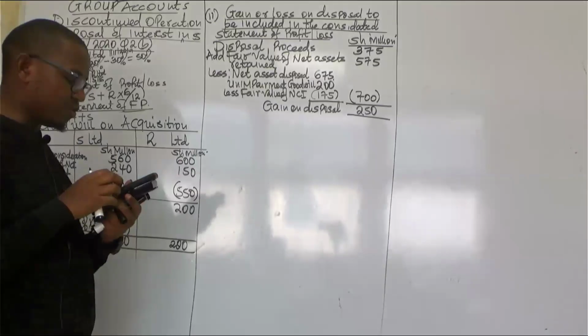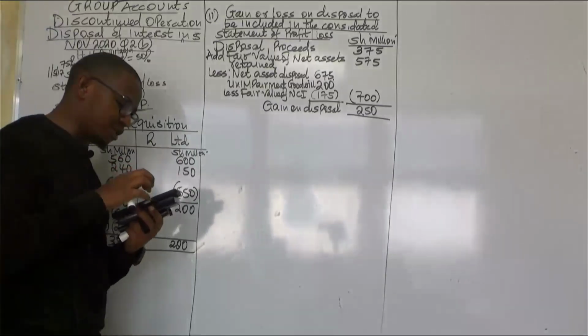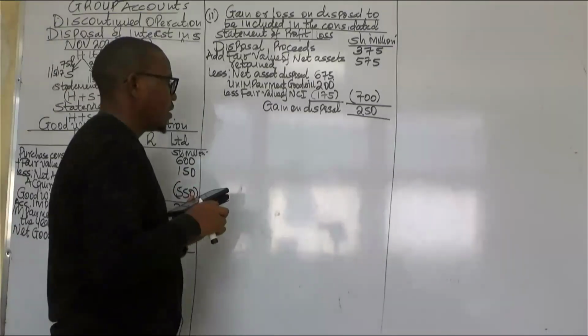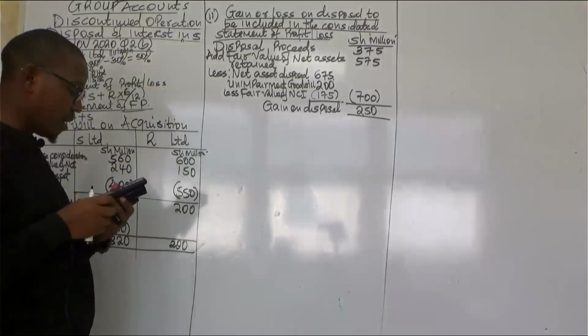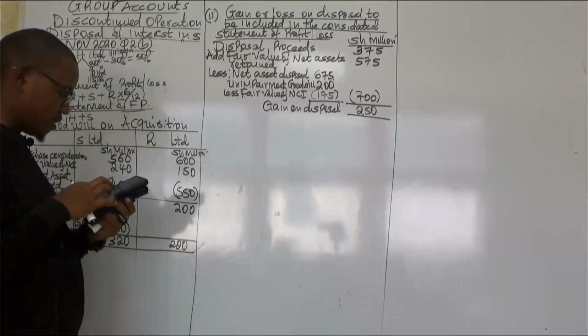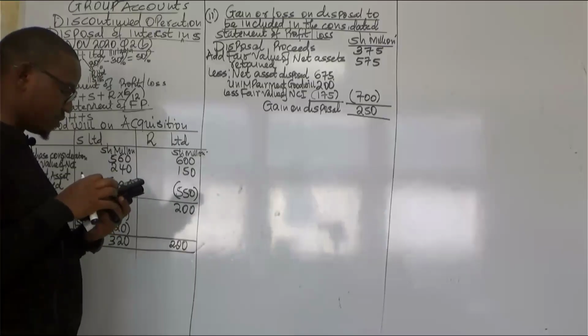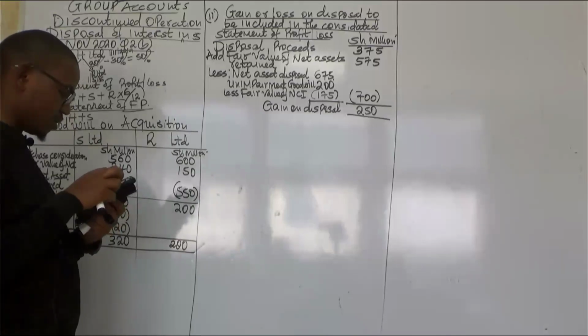So that is what we take to the other comprehensive income. Now we continue. That is what we take to the other comprehensive income. Now I will look for whether there is anything else that will affect the income statement.